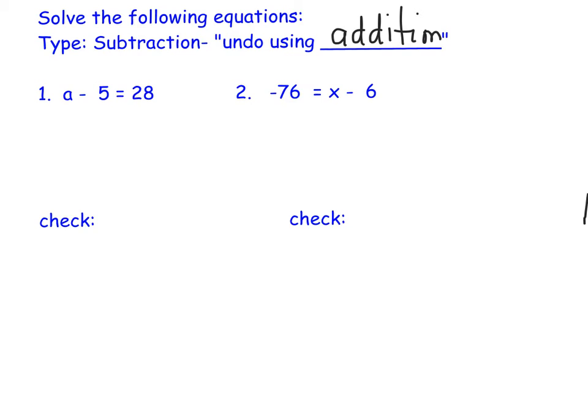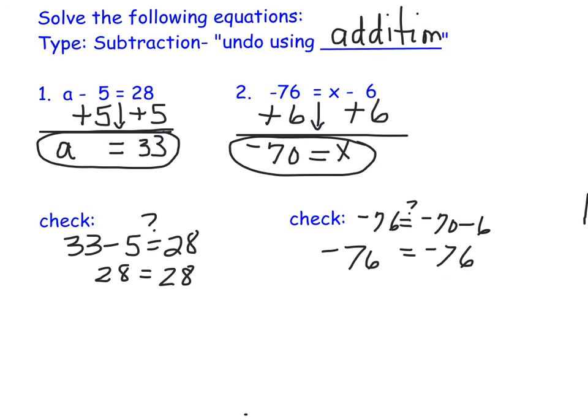Whatever I subtracted from the variable, a minus 5, I'm going to now add to both sides of the equation. You have to write it down on both sides. You're going to bring down your variable here. It says a. What's negative 5 plus 5? That would be 0. So then I'm going to leave that. I'm going to bring down that equals mark. And then 28 plus 5 is 33.